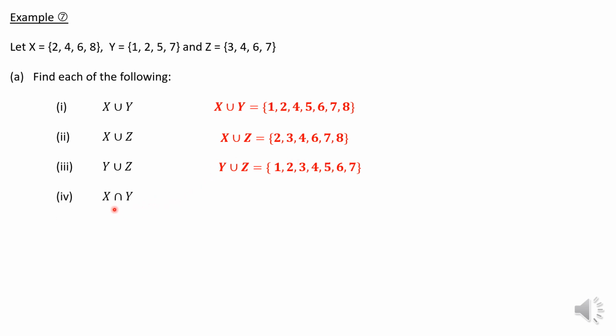Now, we want to find the intersection of X and Y. So what do X and Y share? As you can see, looking at X, there is a 2 that they are sharing. And what do X and Z share? You can see that they share 4 and 6. The intersection of Y and Z is going to be what is in Y that is also in Z, and it's only that 7 on its own there.